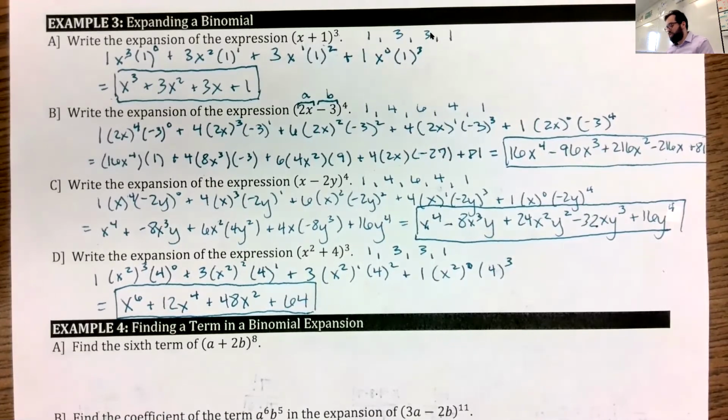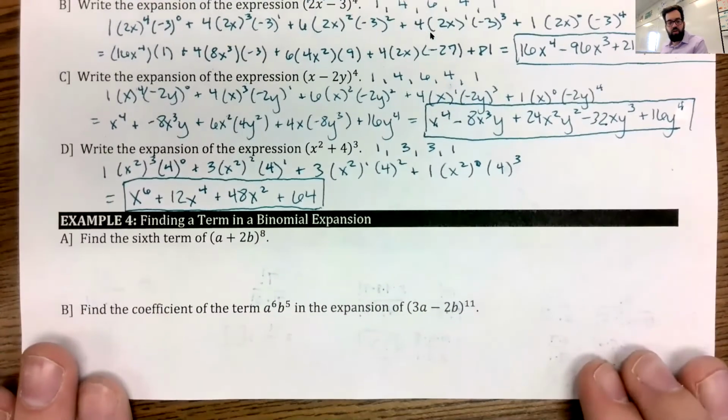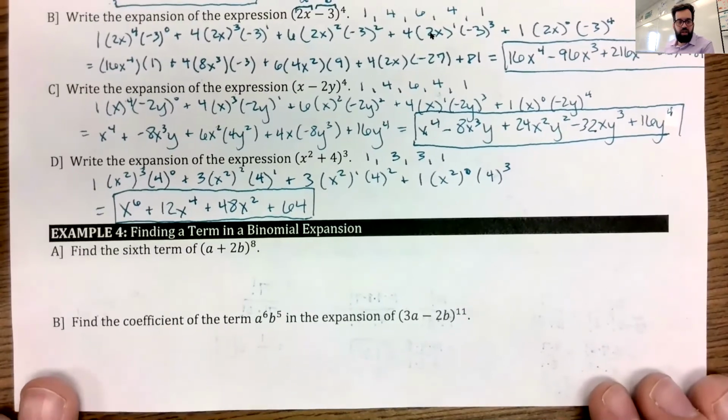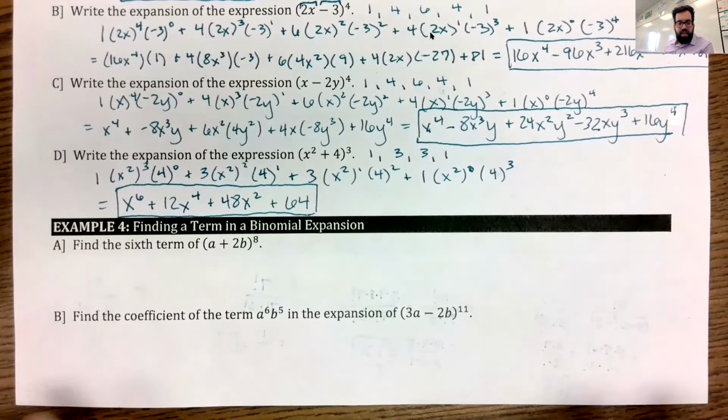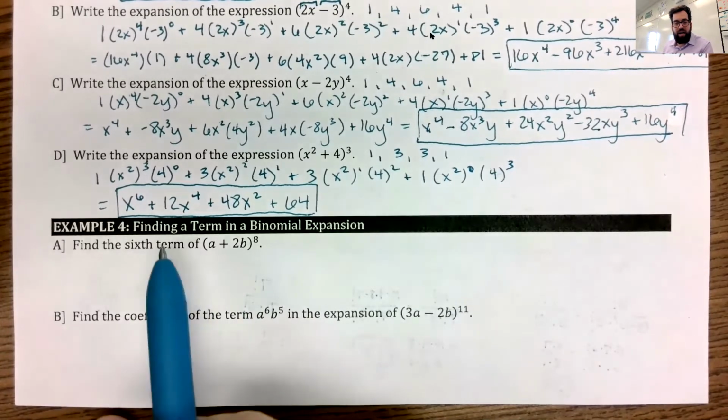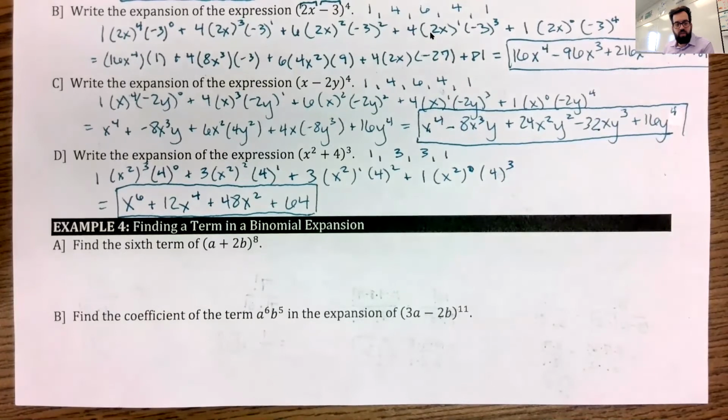We got 2 more questions down here. In example 4, finding a term in a binomial expansion. So this is going to allow us to find a specific term without actually calculating the entire expansion. So first up, we have find the 6th term of a plus 2b to the 8th.